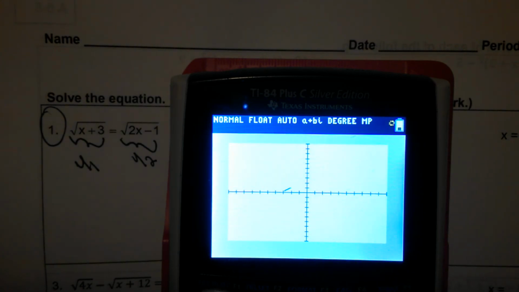Go to the graph just to see if they cross. If they don't cross, we know that there's no solution. If they do cross, we can get a feel for what we're looking for in the table. So it looks like it crossed around 4. So that's where we're going to look in the table.